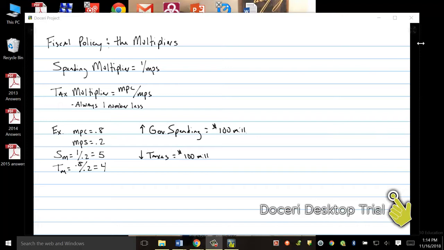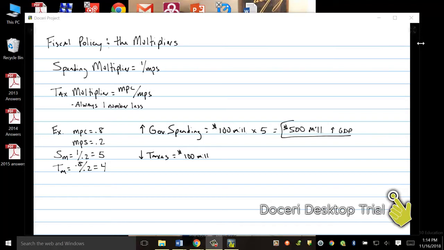So I'm going to take this 100 million and I'm going to multiply that by the spending multiplier, because it's an increase in government spending, which we know is 5 in this scenario. And that tells me that when our government spends $100 million, it is going to multiply to increase the GDP by a maximum of $500 million. So it would be a $500 million increase in GDP. Okay?